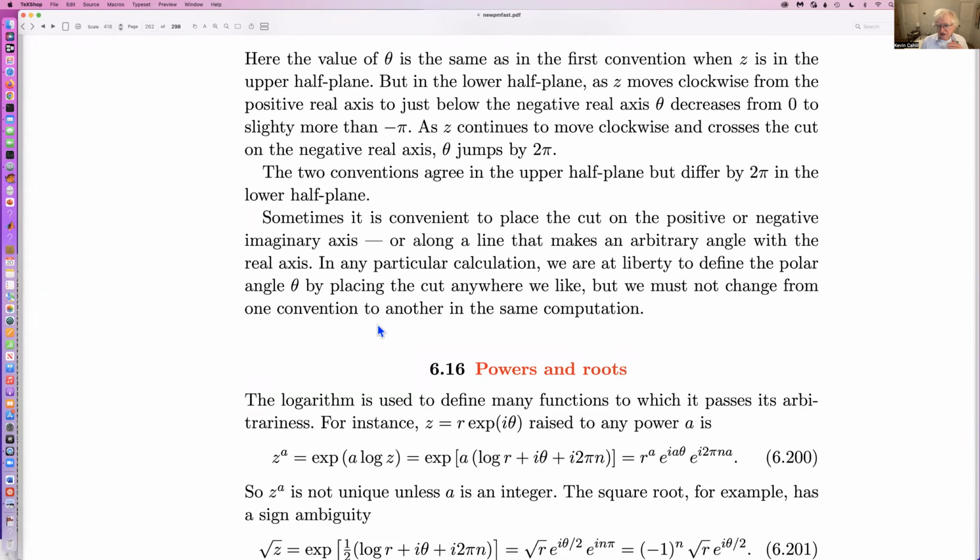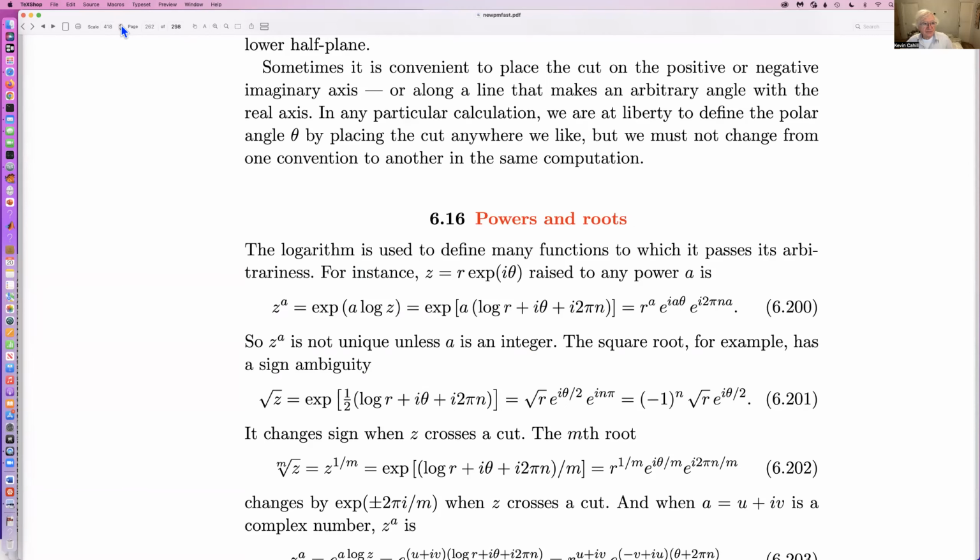Sometimes it's convenient to place the cut on the imaginary axis, or a line that makes an arbitrary angle with the real axis. And the important thing is to decide in each computation where you're going to put the cut and stay with that definition. Don't change the cut when you're in a particular computation.